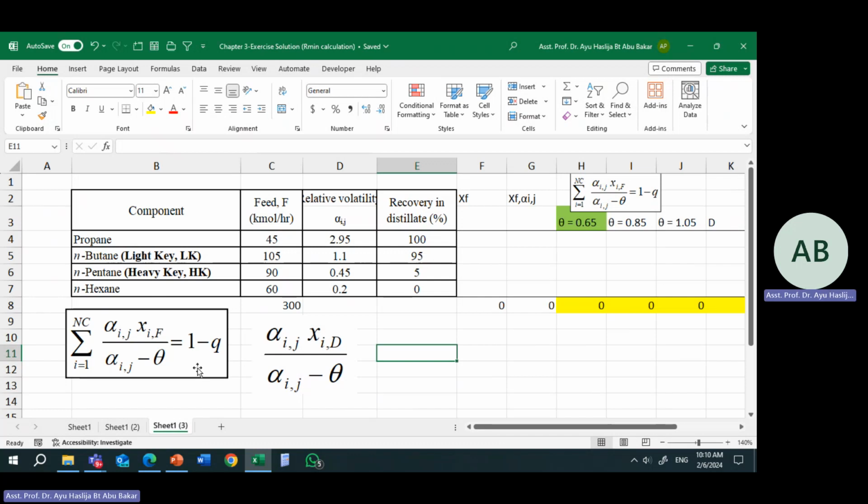Now we should find the theta, which needs the Q value. Assume saturated liquid. Here I mentioned the feed is saturated liquid. So Q equals to 1 or 0? 1. Saturated liquid, so Q equals to 1.